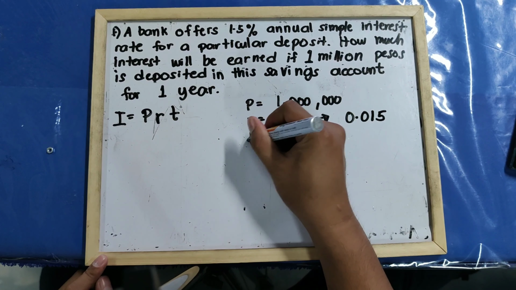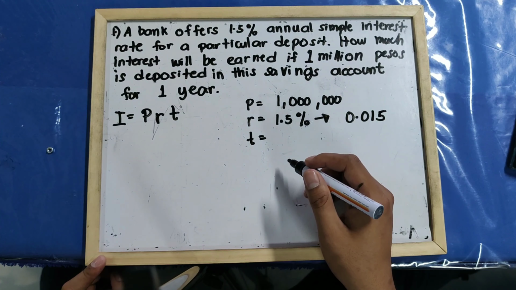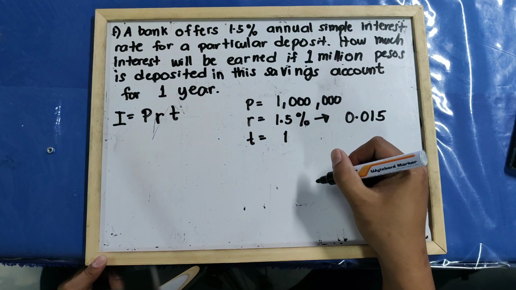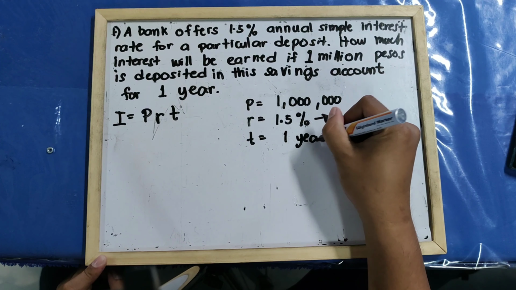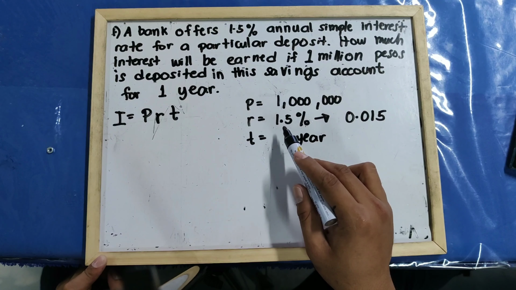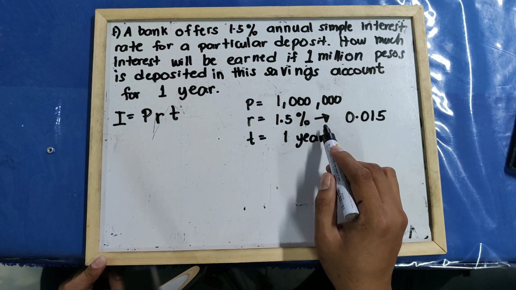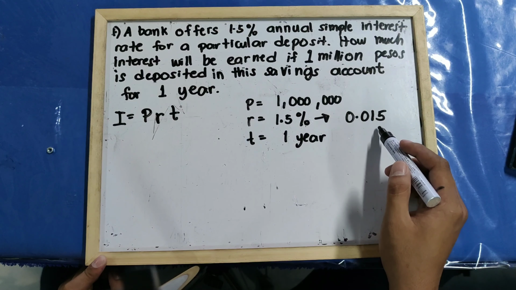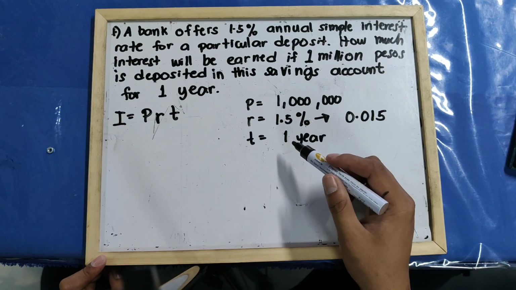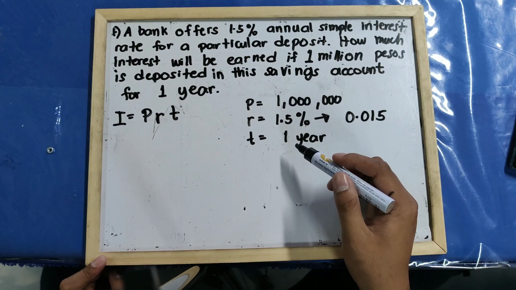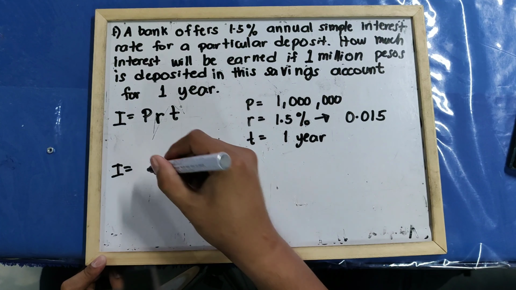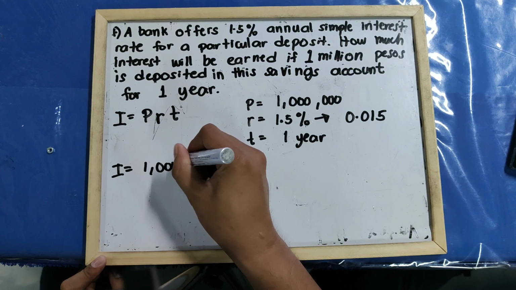And our time is in years. So what does the problem say? 1 year. So our time is 1 year. Our P, principal, is 1 million. Our rate is 1.5%, converted in decimal, 0.015. And our T is 1 year. So simple as that. Substitute the given into the formula. So our I is equal to, what is our P? Substitute. 1 million.